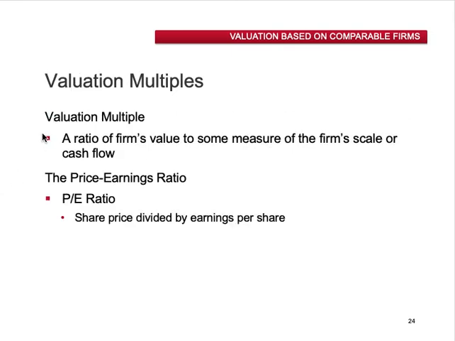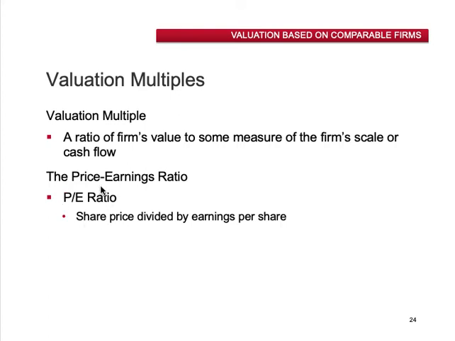The definition of a valuation multiple is a ratio of the firm's value to some measure of the firm's scale or cash flow. It's important to know that the firm's value in this definition can be broken down in two. We can have valuation multiples based on the enterprise value, and we can have valuation multiples based on the equity value. So the PE ratio is actually a multiple related to the market value of the equity. P stands for market value of equity, or the market cap, divided by the net earnings or net profit. The PE ratio can also be computed as the share price divided by the earnings per share.